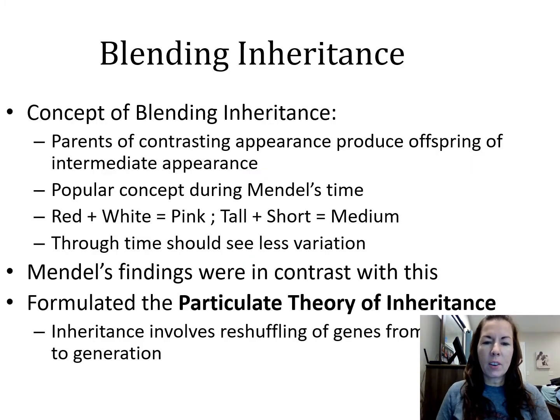Back in the day, inheritance was thought of as blended inheritance. The thought was that if you had a tall parent and a short parent, they'd make a medium-sized kid. But Mendel's data showed that that was completely different. Because of that, Mendel was able to formulate the particulate theory of inheritance, which just means that inheritance involves reshuffling genes from one generation to the next.